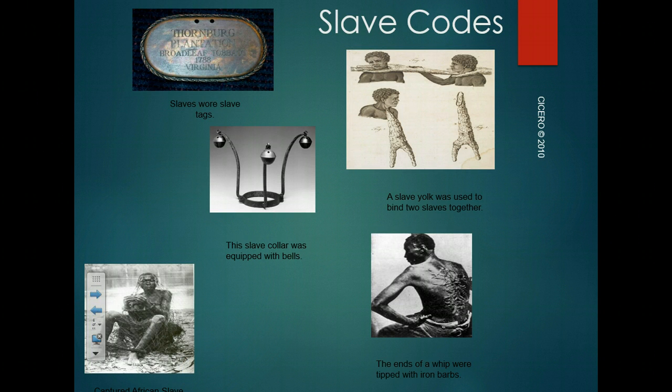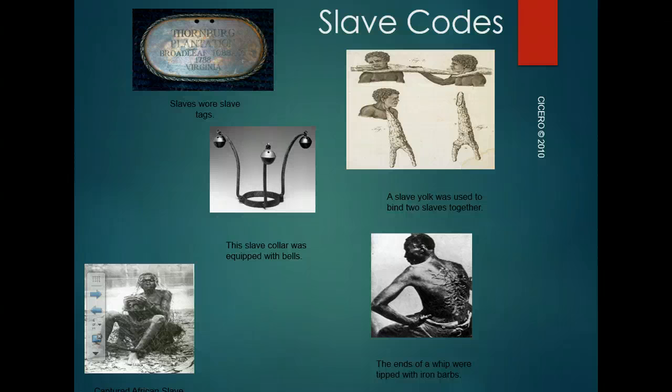Slave codes were laws put in place to control slaves. These codes forbade slaves from learning how to read, owning firearms, or marrying a white person. The penalty for learning to read was to have his or her thumb cut off. These laws also made children born to slaves slaves for life, and that is called generational slavery.